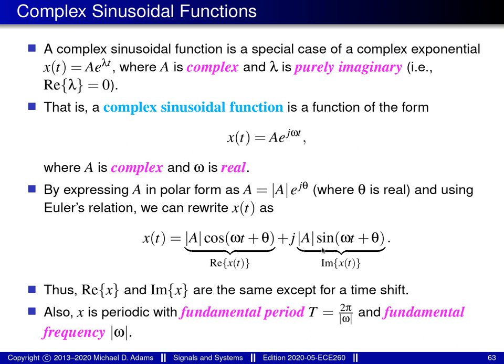And what you'll notice here is the real part and imaginary part of a complex sinusoid are essentially the same except for a time shift, because a cosine function and a sine function are essentially the same except one is shifted with respect to the other. A complex sinusoidal function is periodic with fundamental period 2 pi over the absolute value of omega, and the fundamental frequency is the absolute value of omega.